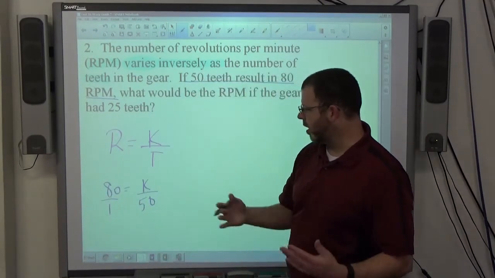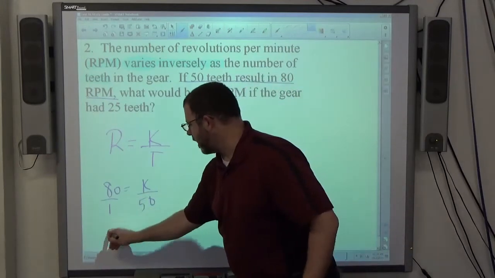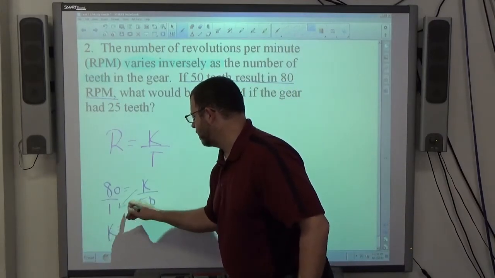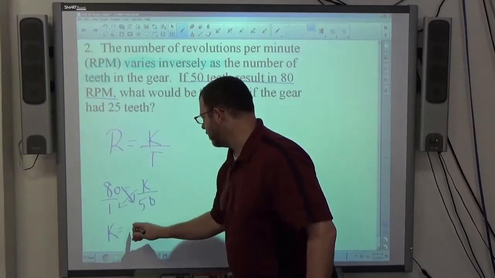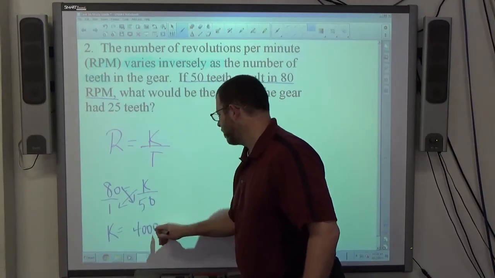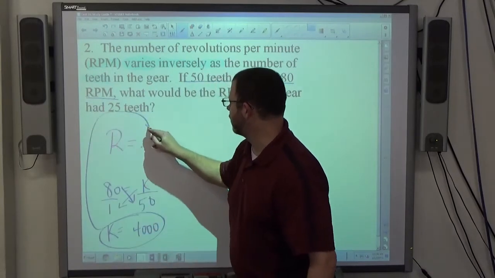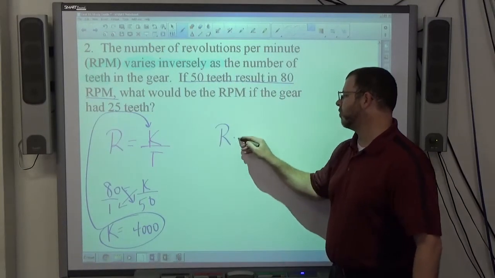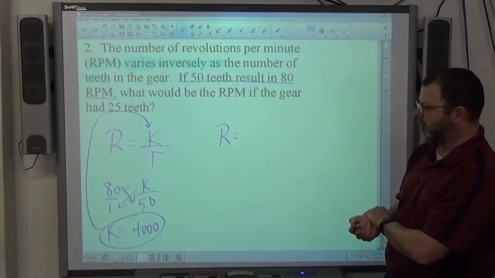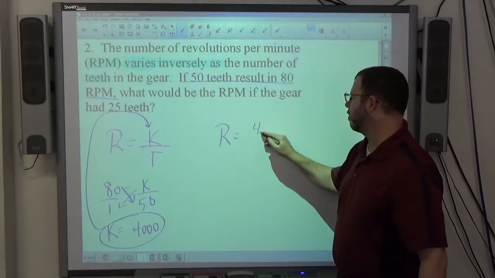Put 80 over 1 to create a proportion. 1K, that product, equals 80 times 50, which is going to be 4,000. And again, K is a constant of variation. So once you know what K equals, it stays the same throughout the problem. We transform our original variation statement, R equals K over T, to R equals 4,000 over T.